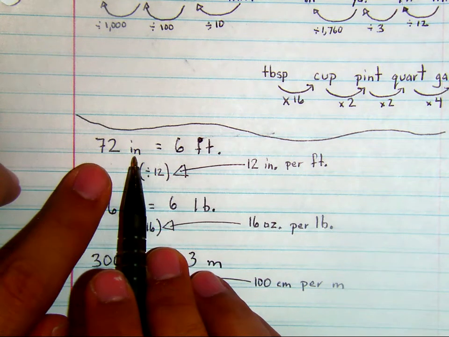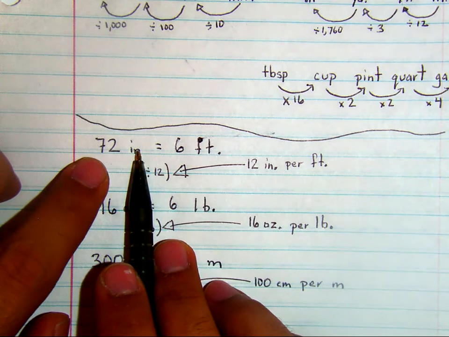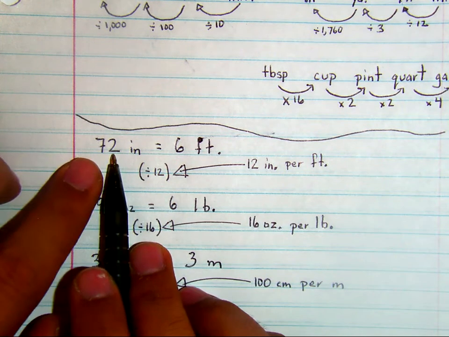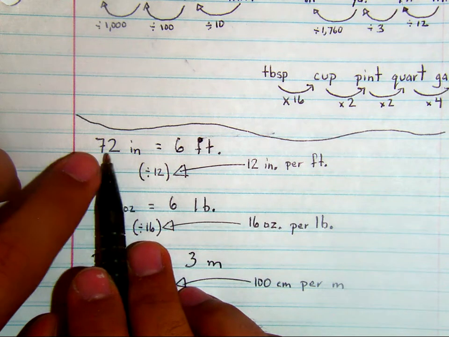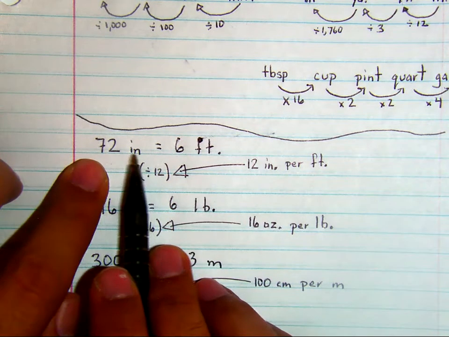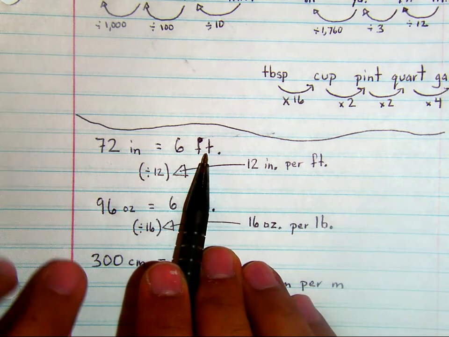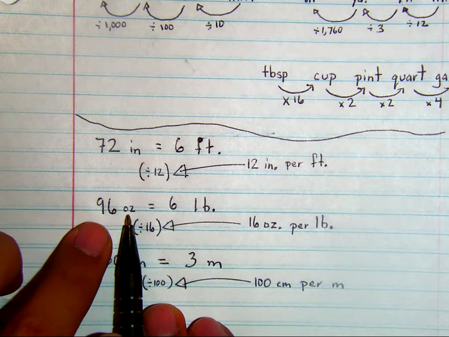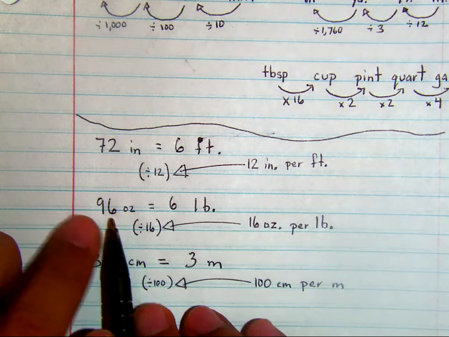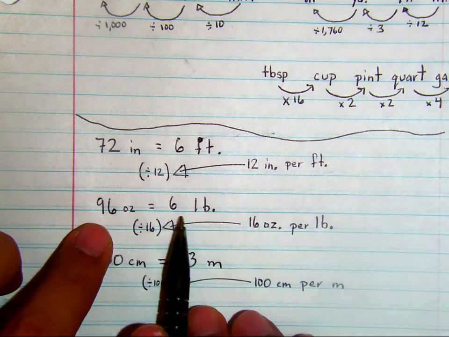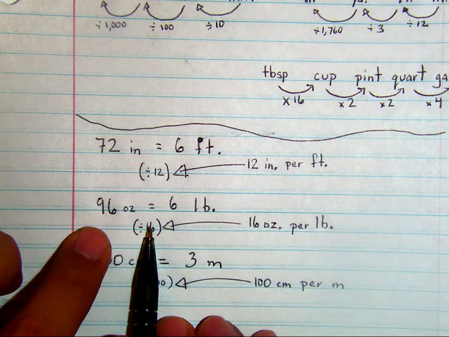72 inches is how many feet? Well, if you know there are 12 inches in a foot, then 12 times 6 is going to give you how many inches you need. So there are 6 feet in 72 inches. And the rule here is to divide the inches by 12, and that'll give you how many feet. In 96 ounces, if we know that there are 16 ounces per pound, then 96 ounces will give us 6 pounds. So the rule for conversion here is dividing by 16.